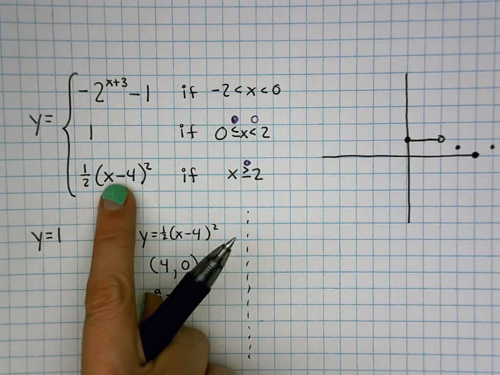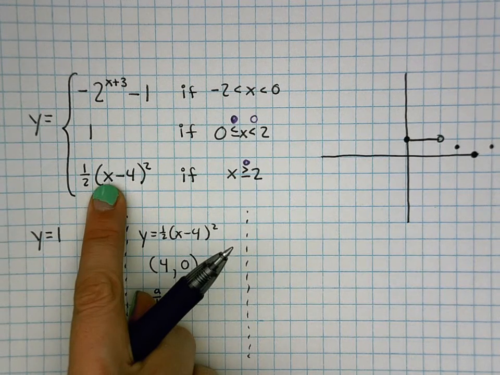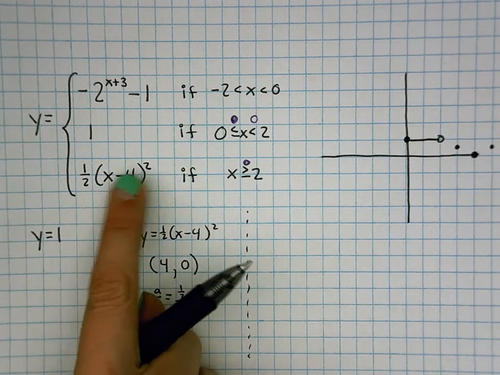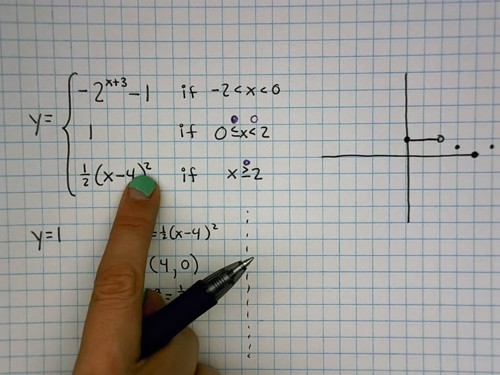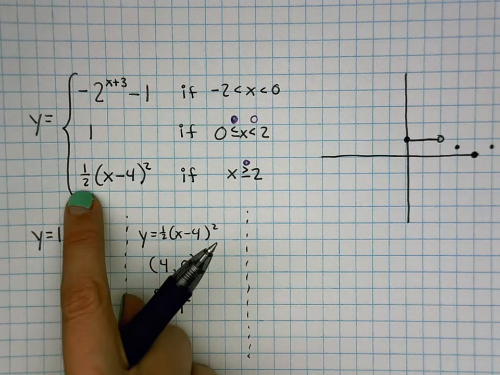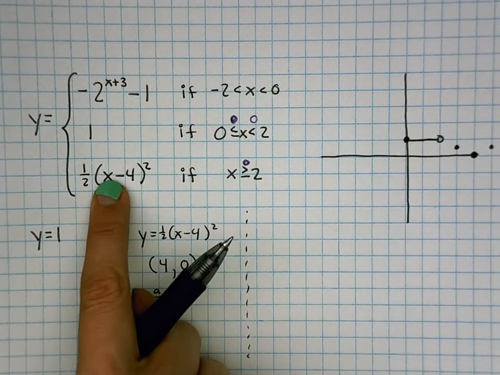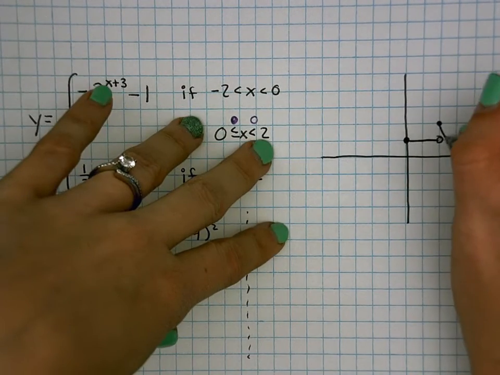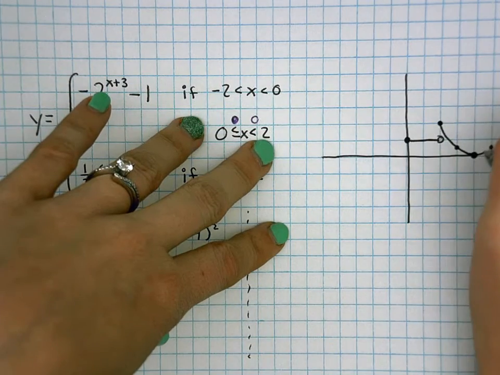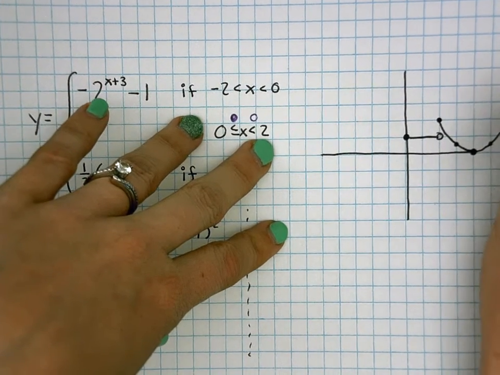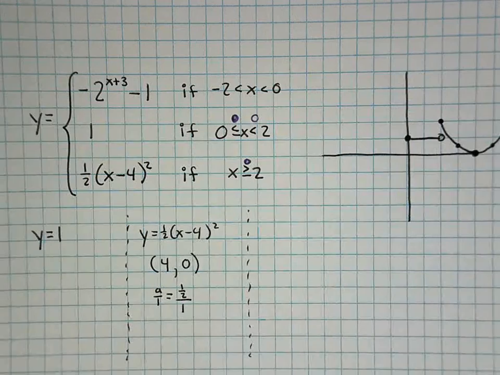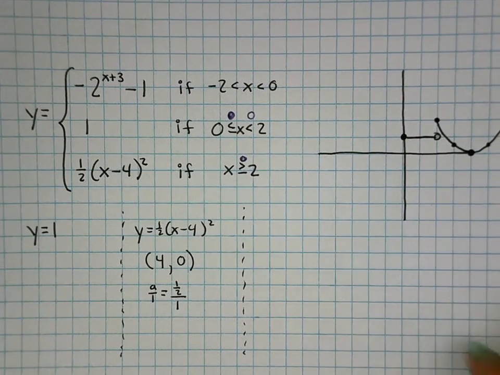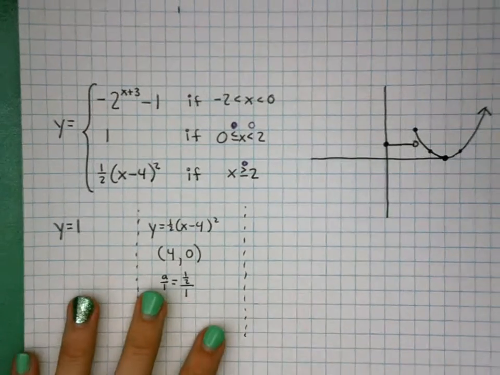So 2 minus 4 is negative 2, squared is 4, times 1/2 is 2. When I plug in 2, I get 2. And so that tells me where my quadratic is stopping. And it keeps going all the way to infinity. Okay. Oh, sorry, that ended up a little bit off the screen. Let me zoom out here a little bit. It's going all the way to infinity over here.